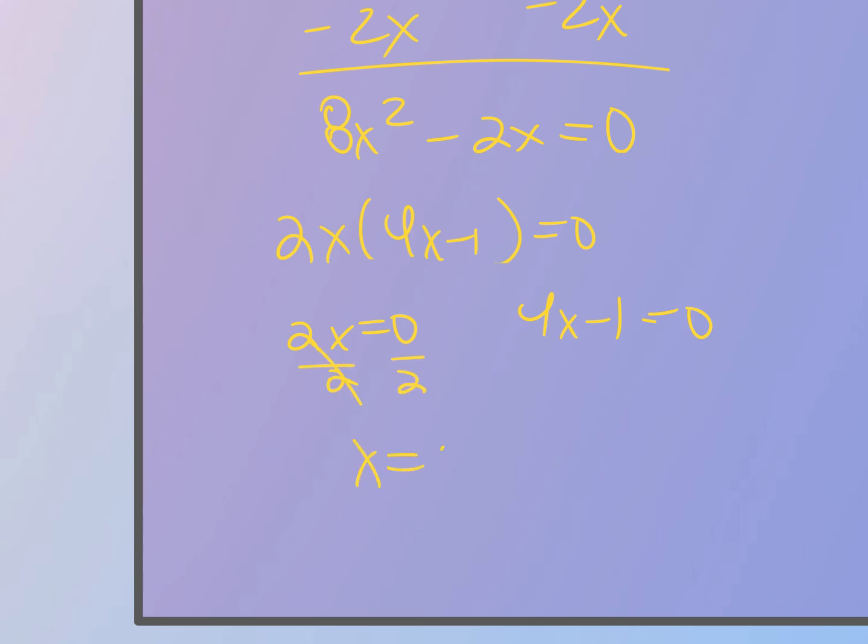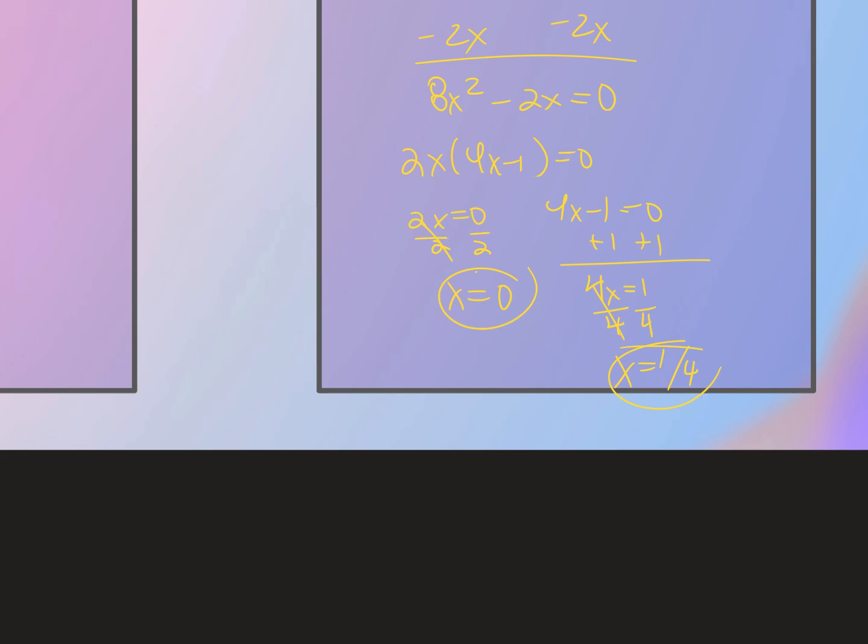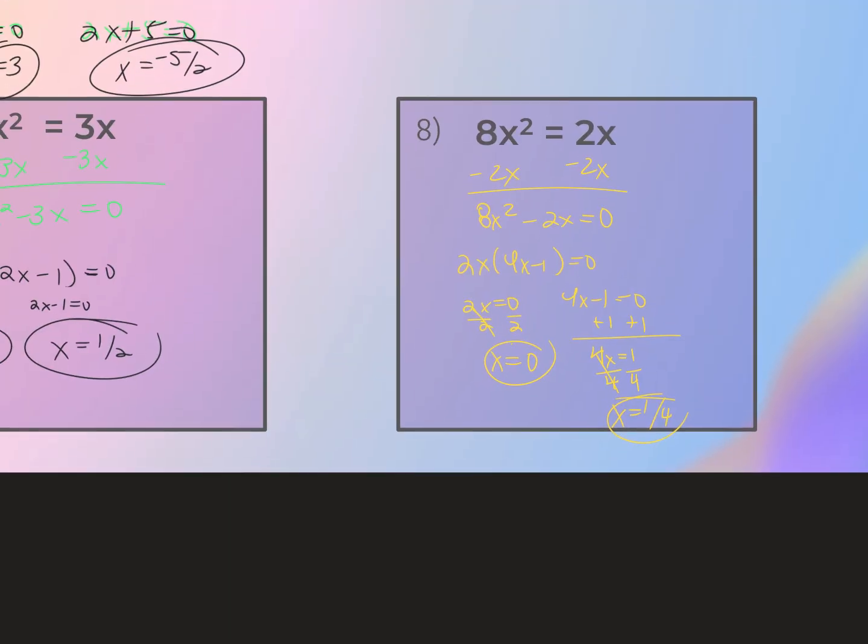So I'm going to divide by 2, so x equals 0. Here I'm going to add 1, so 4x equals 1 and divide by 4, right? So x equals 1/4. Perfect. Great job. Okay, a few more of this.